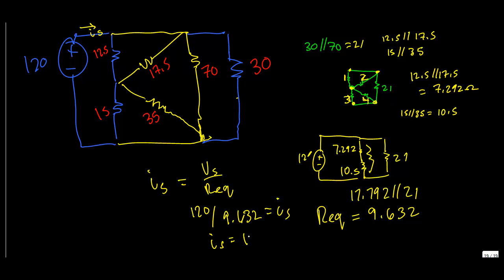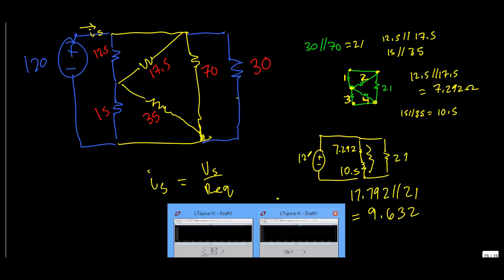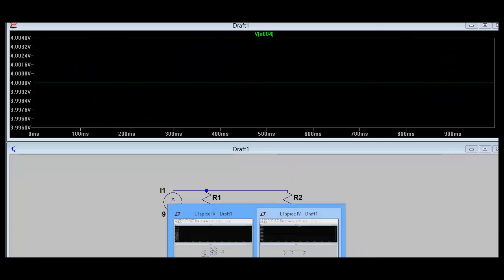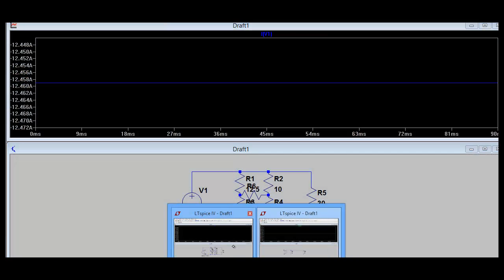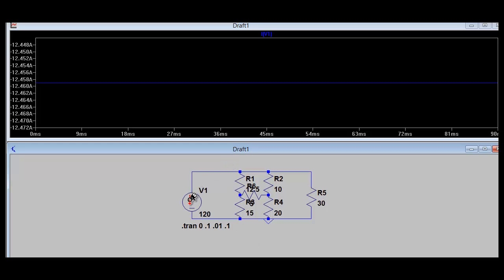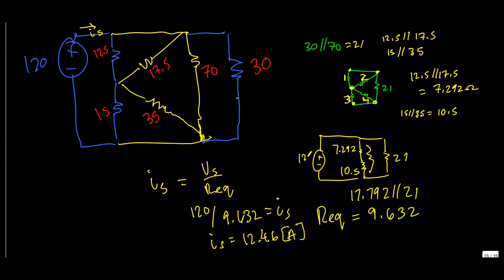So IS is equal to 120 divided by 9.632, which is 12.458, so 12.46 amps. And I do declare that's what we got before. If we look at our LTspice and we look at the current going across here, we got 12.46. So looking back at what we got on our answer, we got 12.46. So it matches. It's exactly right.